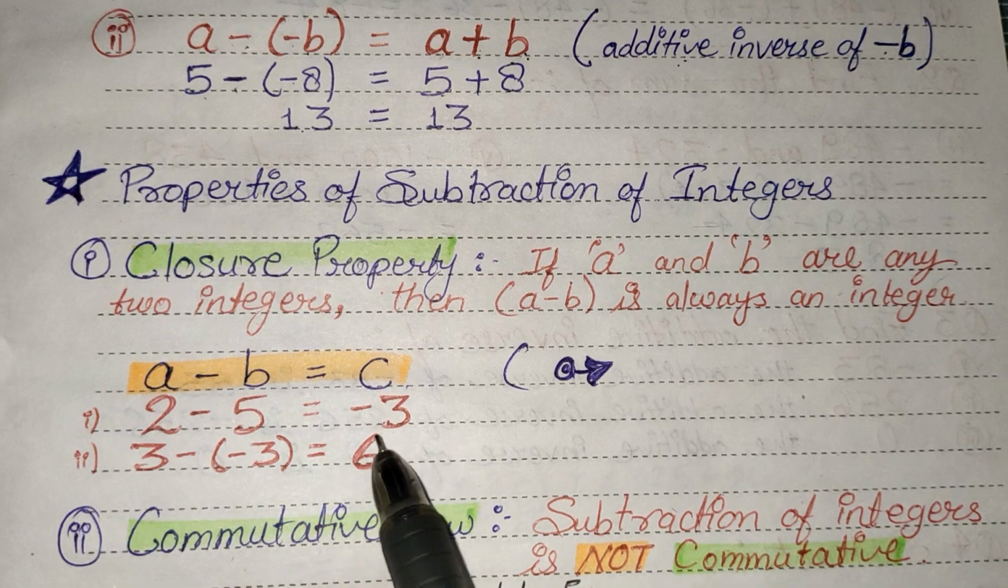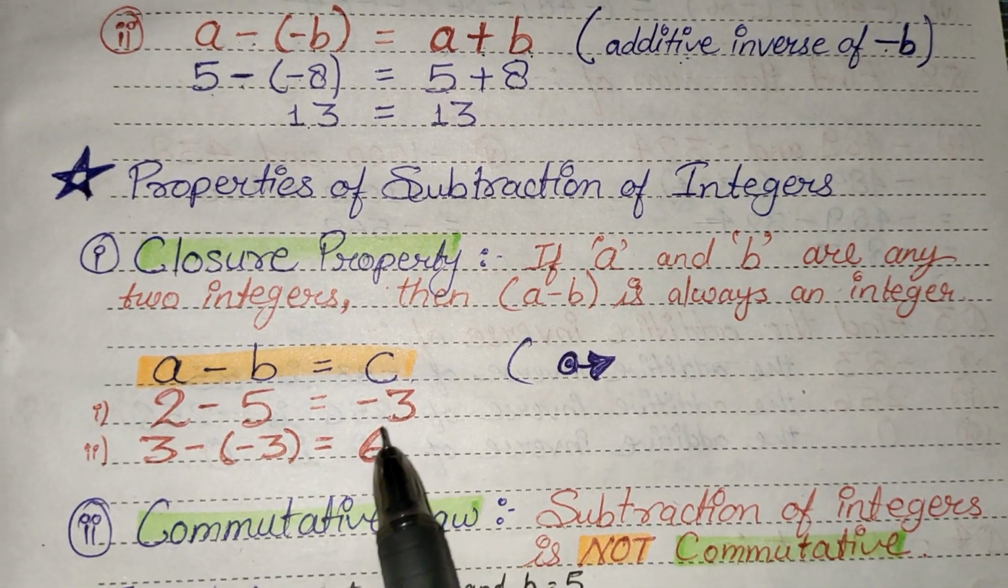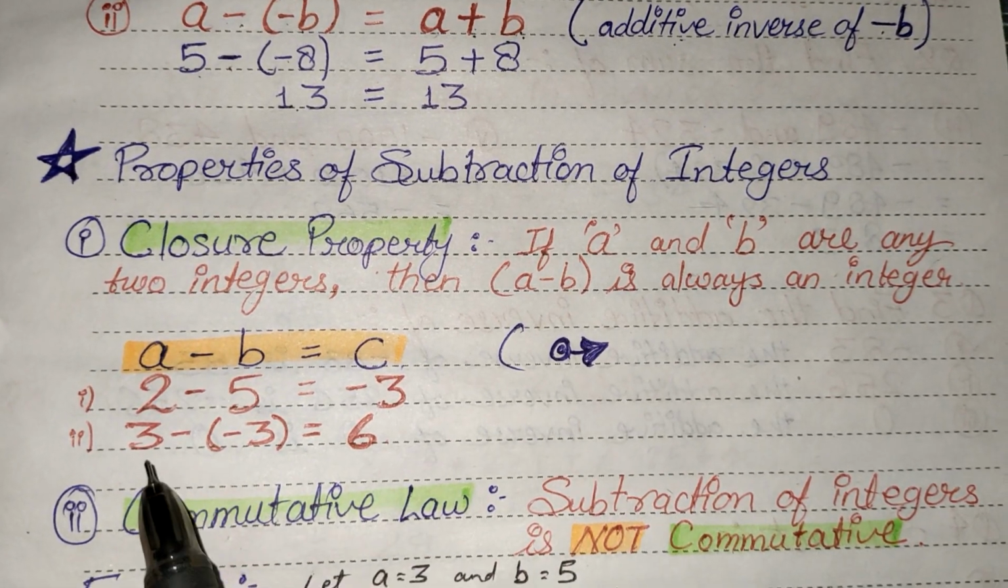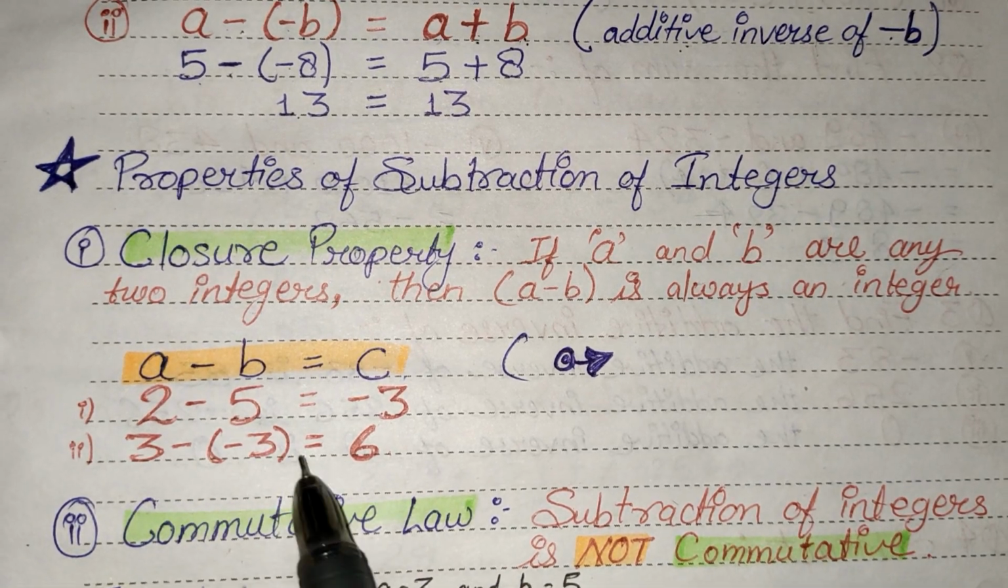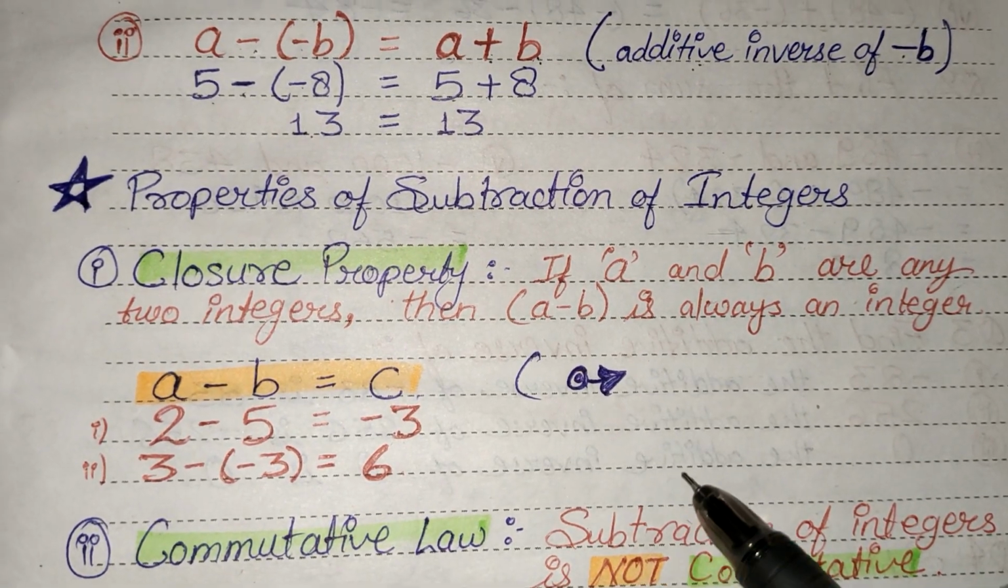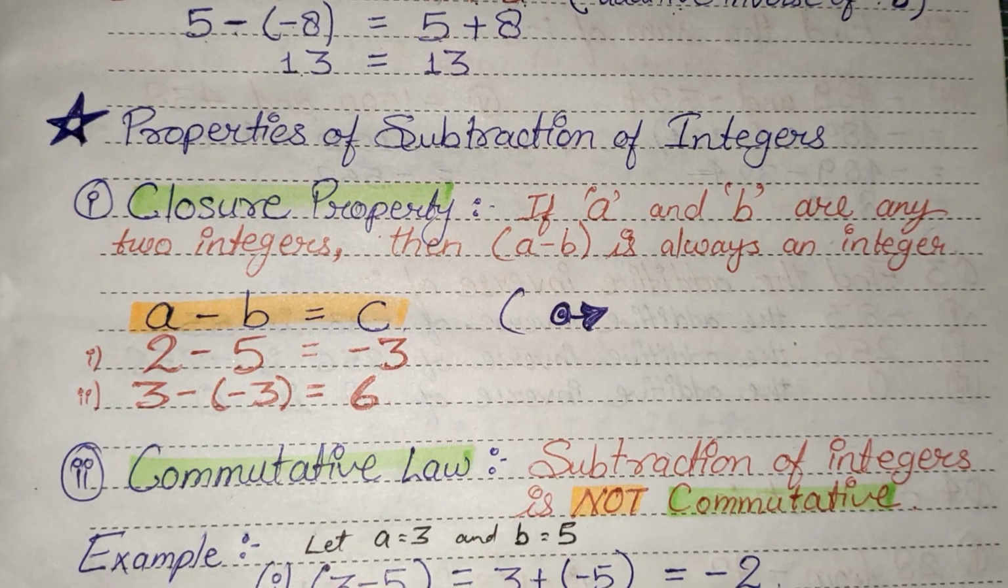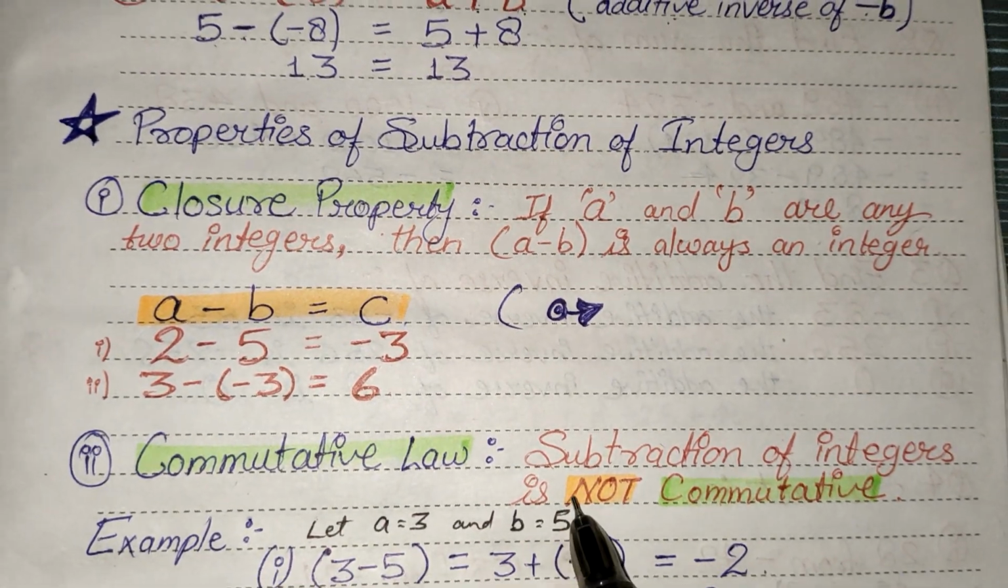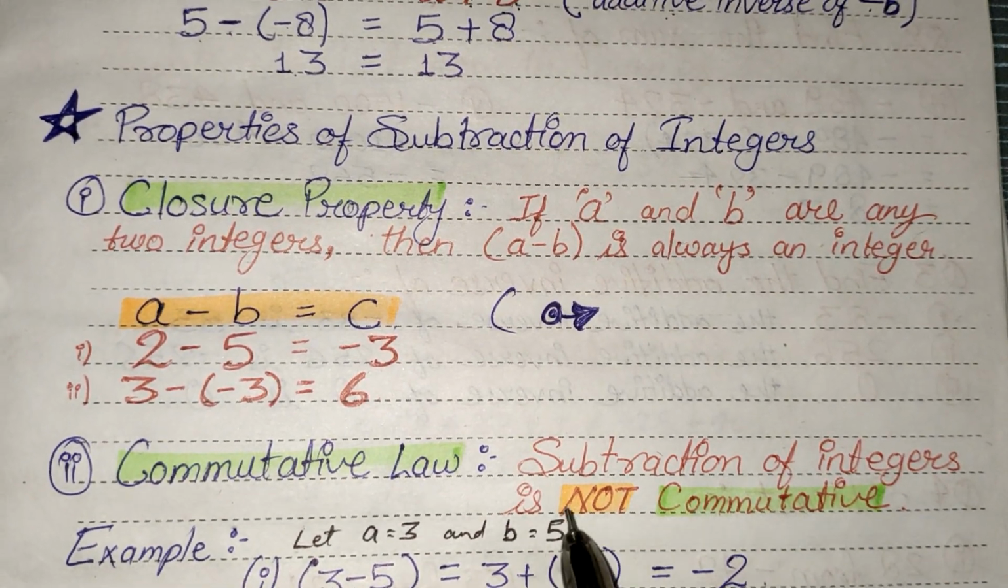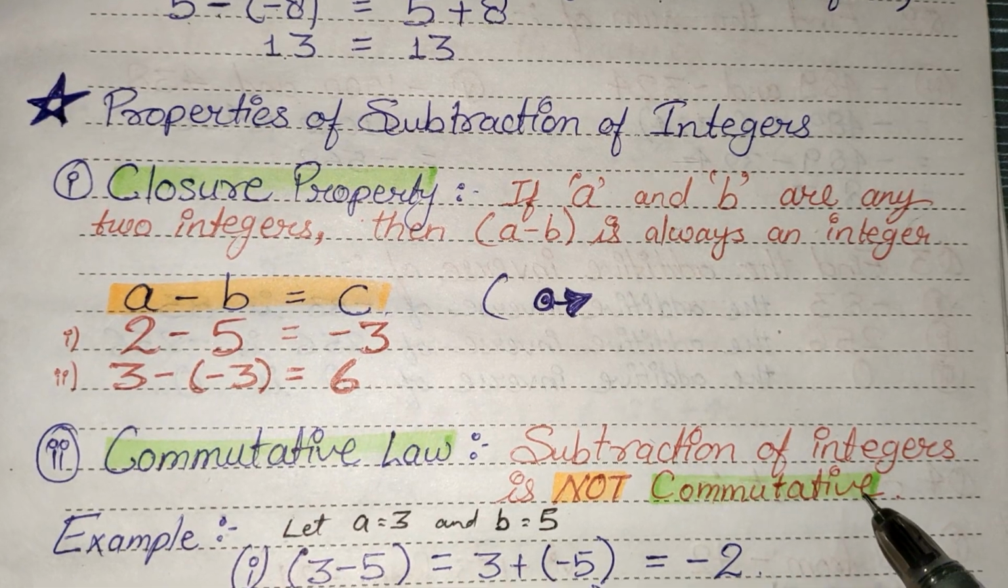See it by an example. 2 minus 5 we have minus 3, an integer. 3 minus, in the bracket, minus 3 is equal to 6, an integer. Now second is commutative law. Subtraction of integers is not commutative.